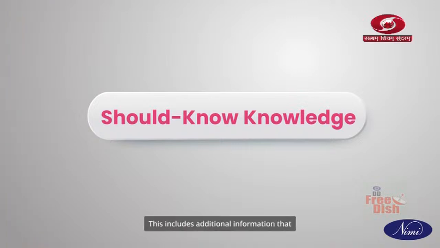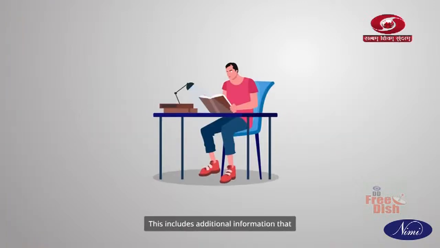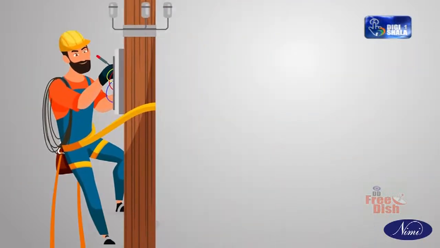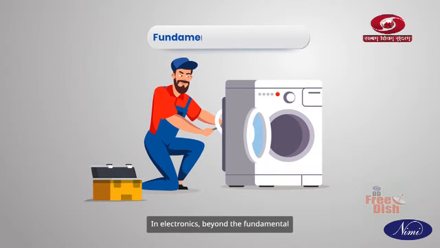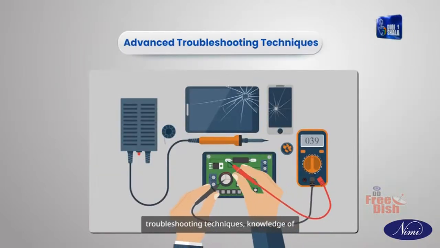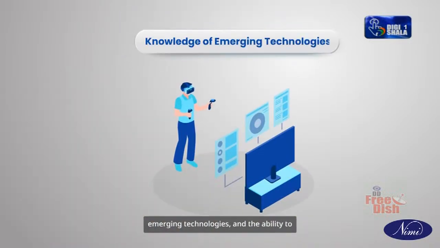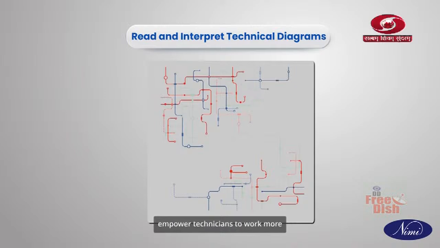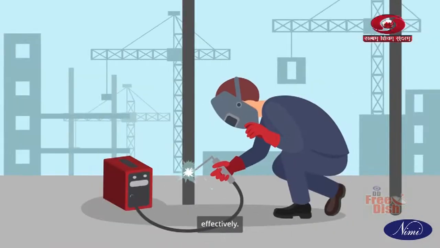Should-know knowledge. This includes additional information that empowers trainees to work more effectively. In electronics, beyond the fundamental skills of circuitry, understanding advanced troubleshooting techniques, knowledge of emerging technologies, and the ability to read and interpret technical diagrams empower technicians to work more effectively.